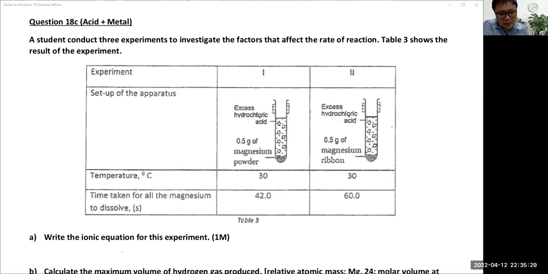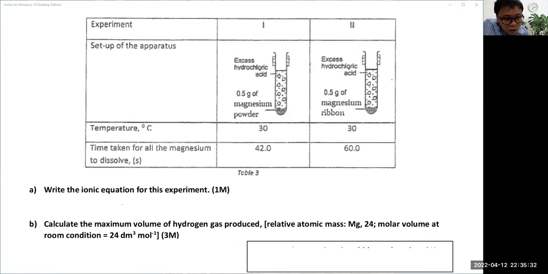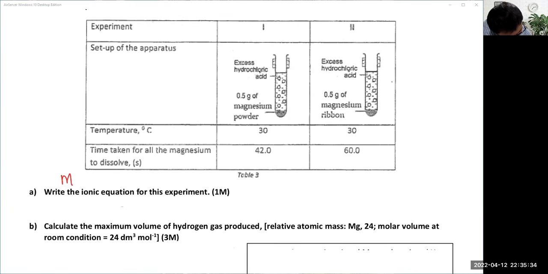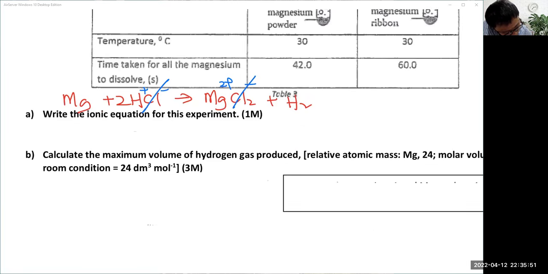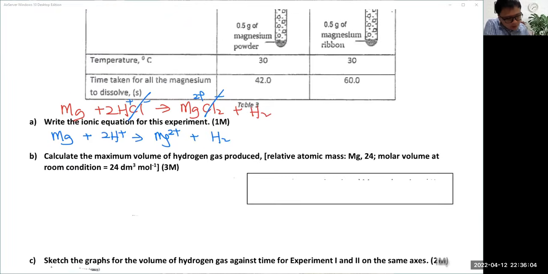Okay, good. Assuming you've done it, so you try this one. This one is slightly changed: magnesium plus hydrochloric acid. So the one that has no change will be this one. So the ionic equation will be Mg plus 2H+ become Mg2+ plus H2. Okay, then calculate the maximum volume.